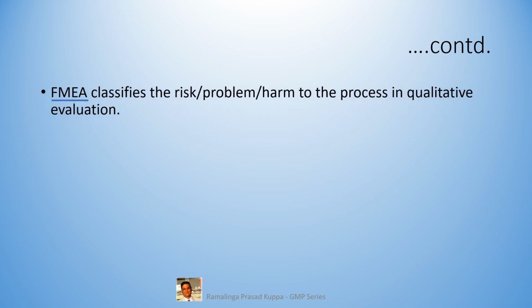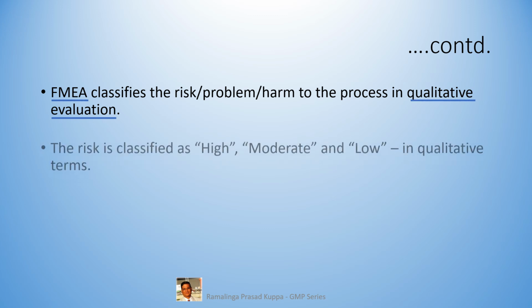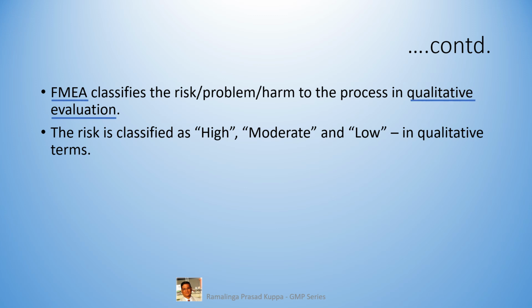FMEA classifies the risk, problem, and harm to the process in a qualitative evaluation. This is a qualitative assessment. There will not be any numerical measurement for the evaluation of the risk. The risk is classified as high, moderate, and low in qualitative terms.